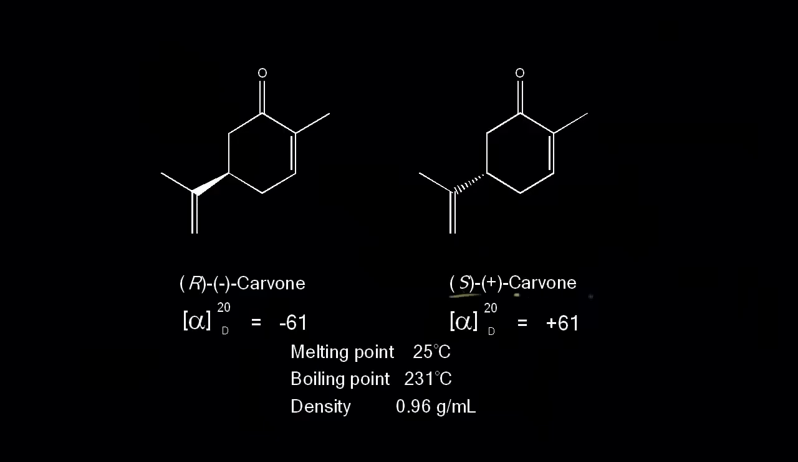We just saw that S-carvone has a specific rotation of positive 61, so this enantiomer is dextrorotatory. We have a positive rotation, so we put a positive sign up here. R-carvone has a specific rotation of negative 61, so this enantiomer is levorotatory. We have a negative rotation, so we put a negative sign up here. Notice the difference in the specific rotations for our pair of enantiomers. Enantiomers have specific rotations that are equal in magnitude, so this one's 61 and this one's 61, but opposite in sign. This one's negative and this one is positive.